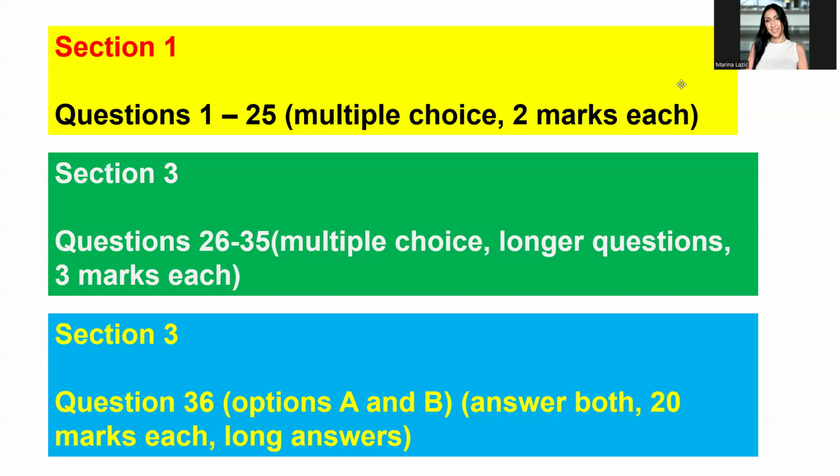Now, the exam is divided into three sections. Sorry, I made a mistake. It should be section 1, section 2, and section 3. Section 1 is questions 1 to 25. Those are multiple choice questions, each worth 2 marks. Section 2 is also multiple choice, but the questions are longer and worth 3 marks each. That means 50 plus 30 is 80. And section 3 is only question 36, and there are only 2 options, A and B, and it's actually 10 marks each. I apologize, not 20. So it will be 20 total.